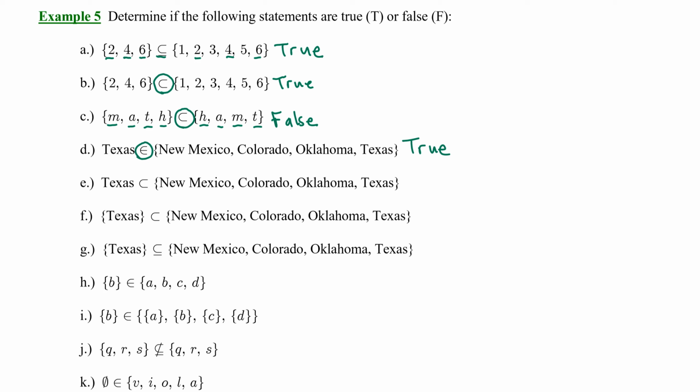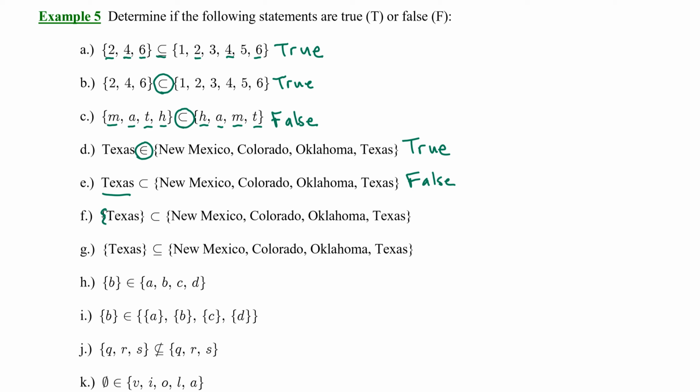Notice on the next example, it says Texas is a subset of the set containing New Mexico, Colorado, Oklahoma, and Texas. This is actually false. Now, you might be thinking, well, Texas is an element of the set on the right, and it is a subset. But notice on the left side, it is expressed as an element. It is missing curly braces. So what we have on the left here is an element, not a set. That's corrected in example F.